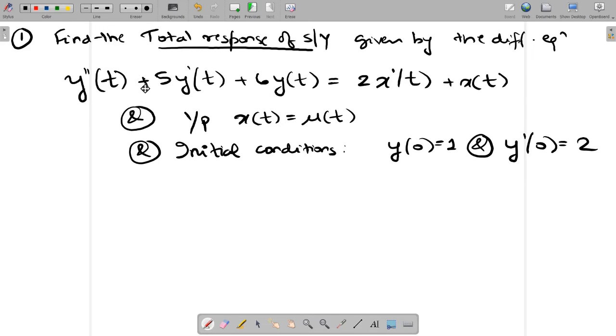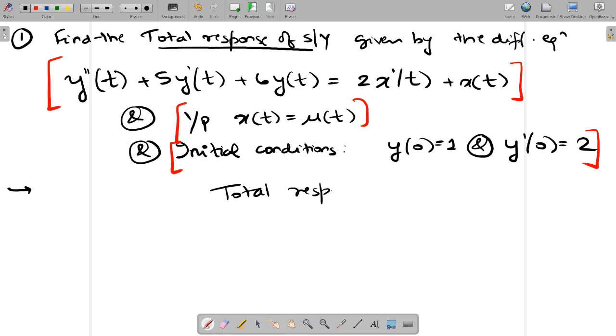This is a unique sum where they tell you to find the total response of system. You will be given a differential equation like this, the input is given and some initial conditions. Before we start the sum, let us understand what is the meaning of total response.